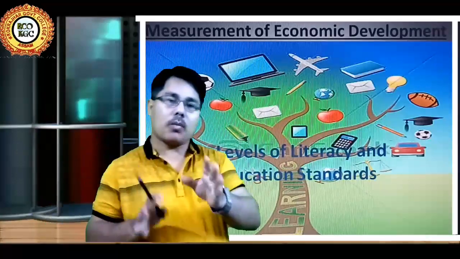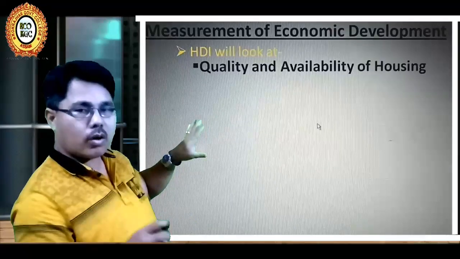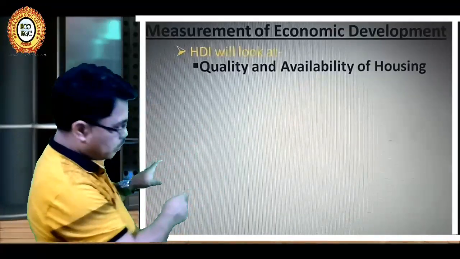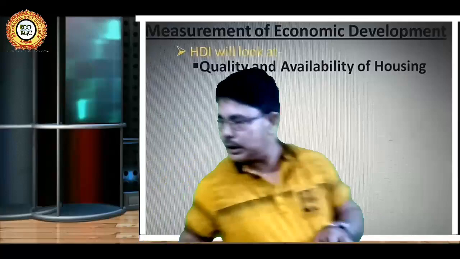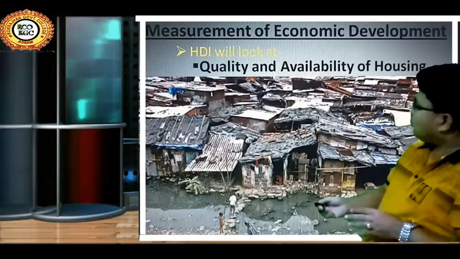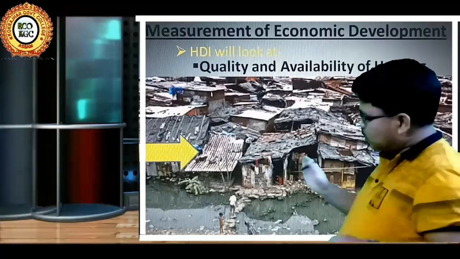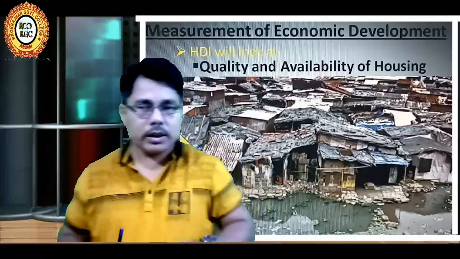Here, quality and availability of housing is also another important development index in measuring human development. By housing quality, here we mean the physical quality of an individual's home as well as the other qualities of the social and physical environment in which the home is located.